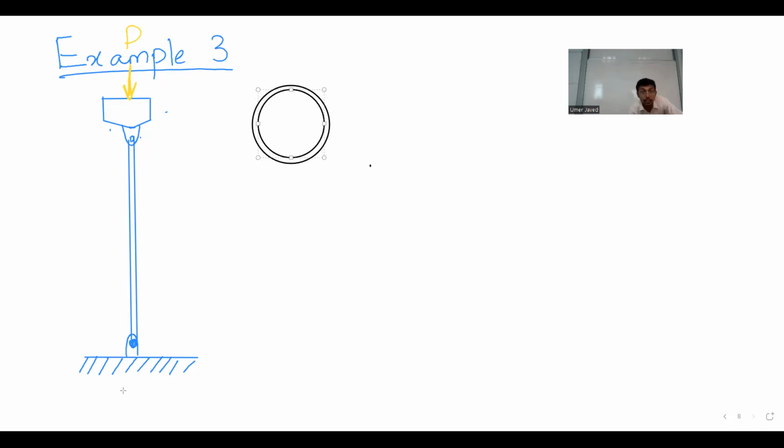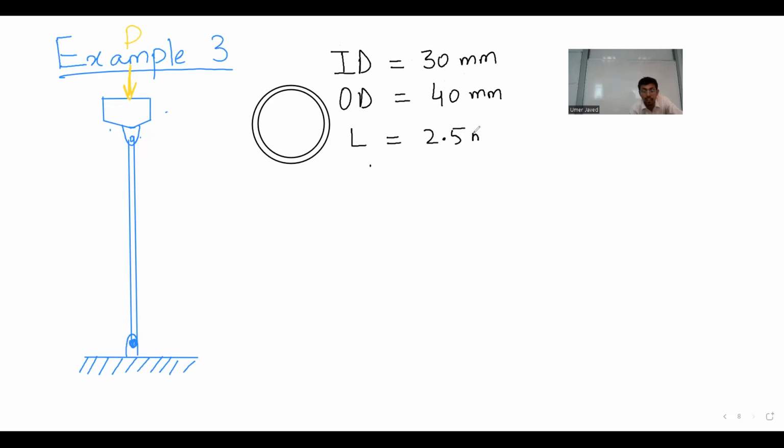The inner dia is 30 millimeter and the outer dia is 40 millimeter. Length is 2.5 meter. Sigma yield is 300 megapascals.